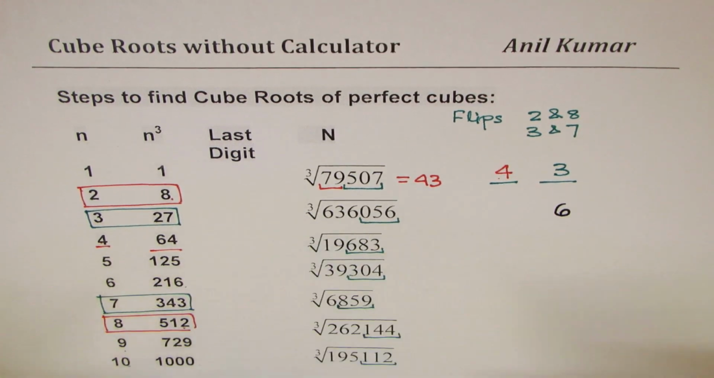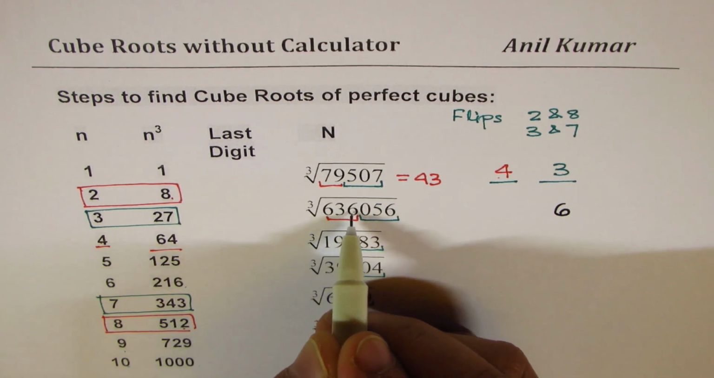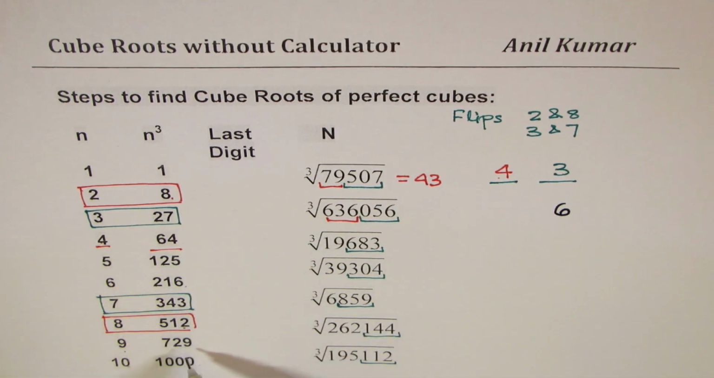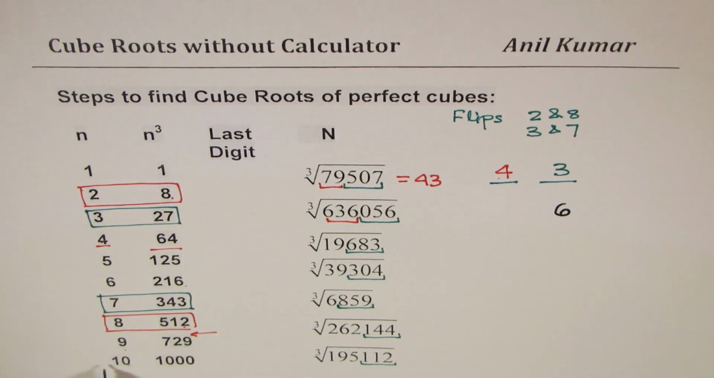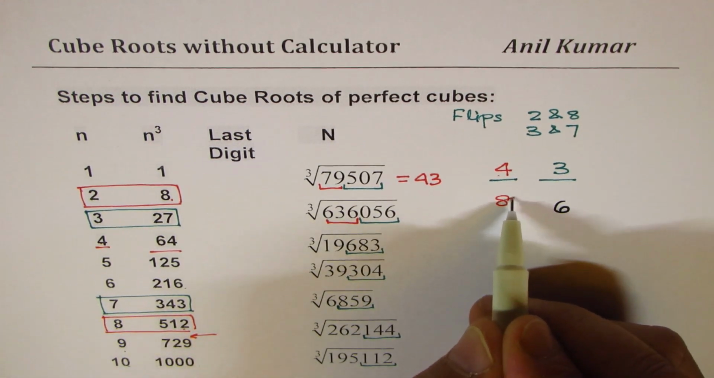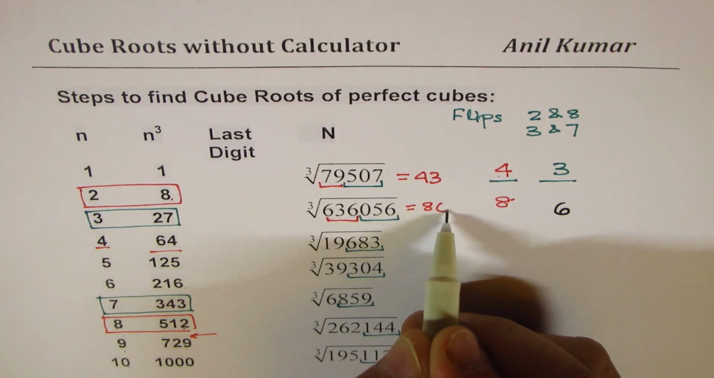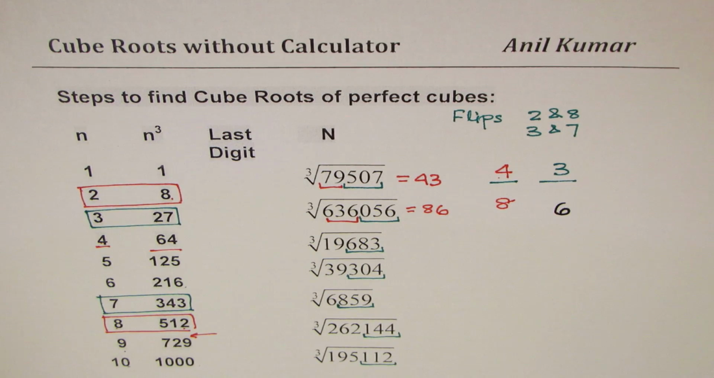The other group here is these 3 numbers, 636. Where is 636? 636 is kind of here. If I go to 9, it goes over 636. So we have to limit ourselves to 8. So the answer is 86. So the cube root of this number is 86. So I hope it is not very difficult.